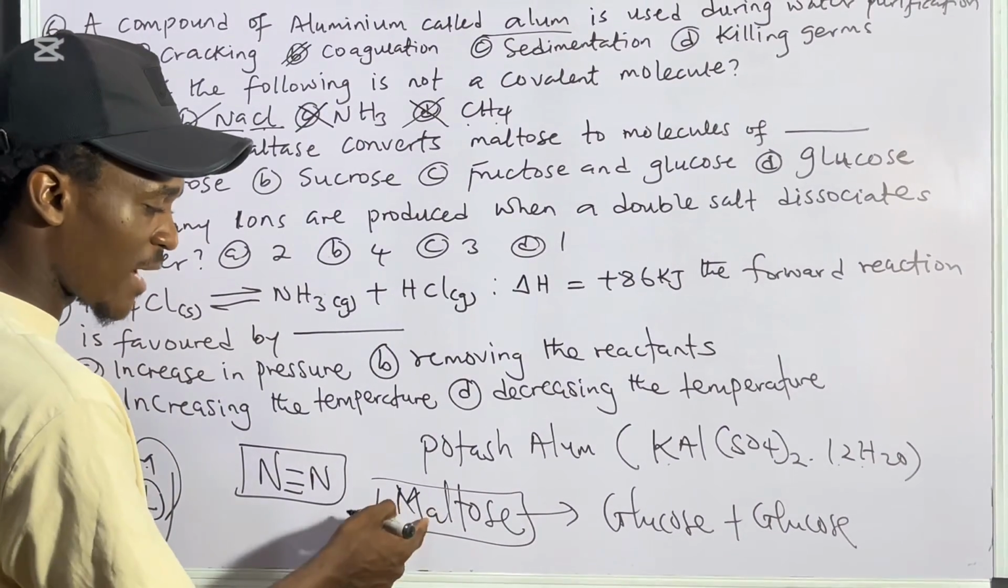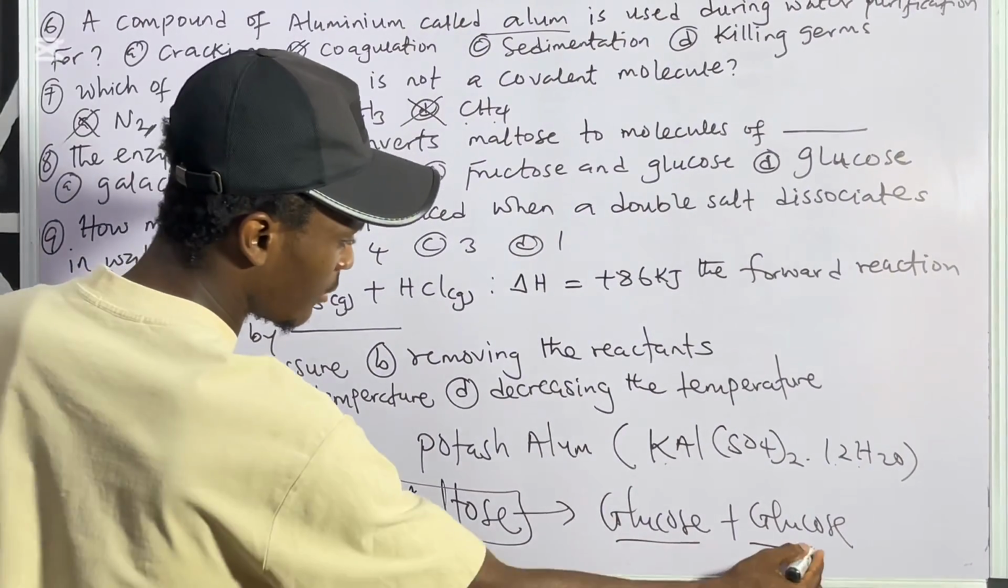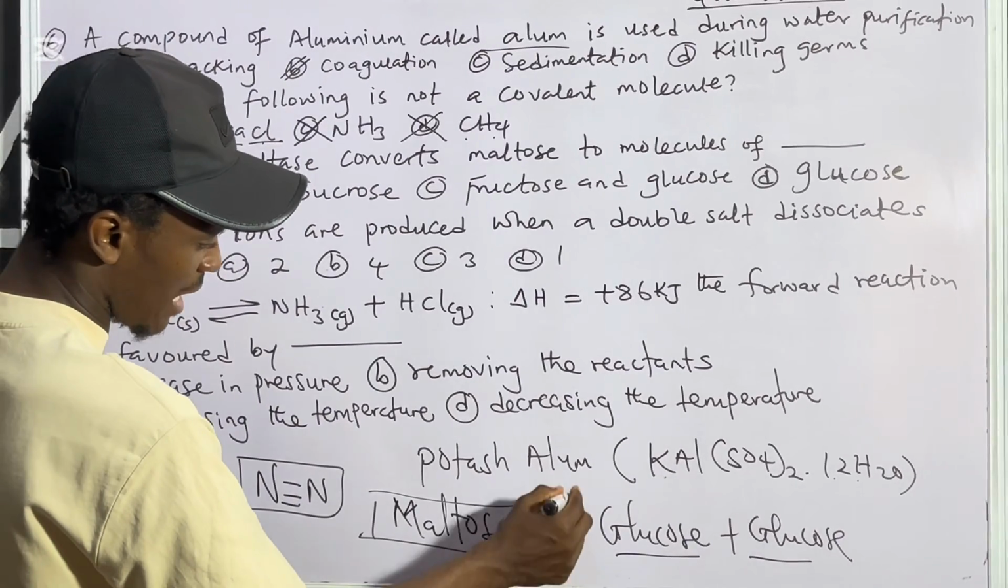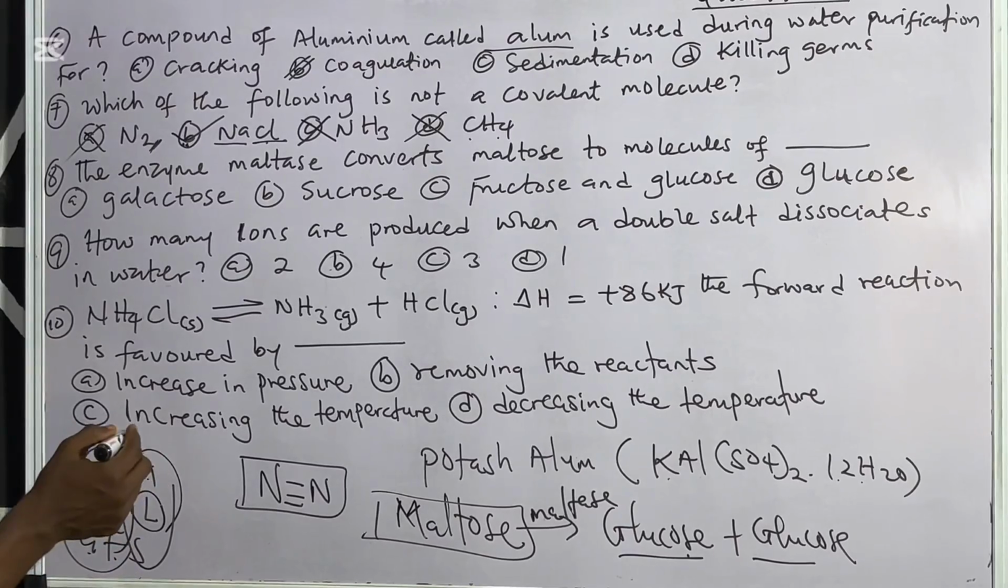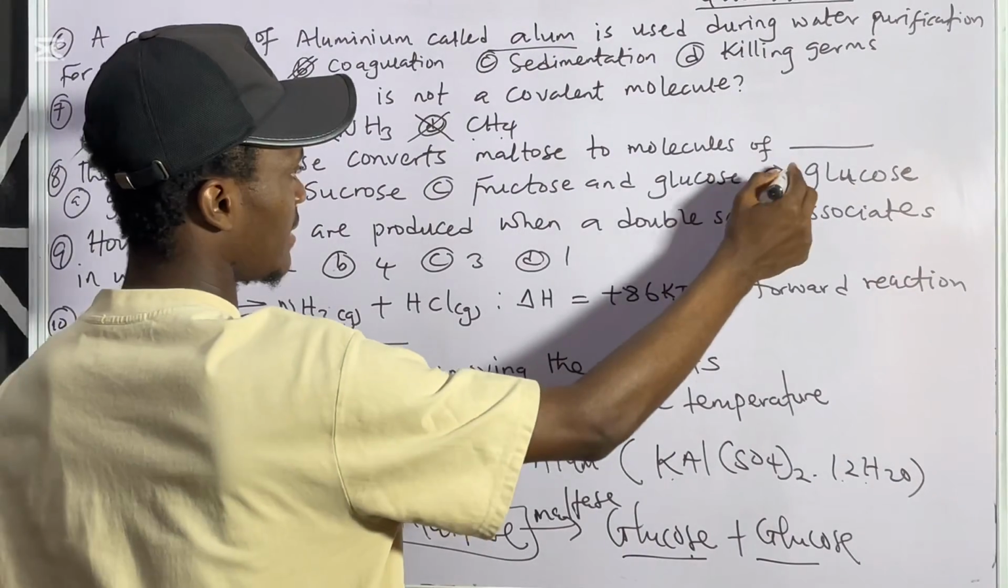So the enzyme that acts on this, that breaks it down to releasing glucose units, is called maltase. So it's glucose that is obtained in the process. So the correct answer is option D.